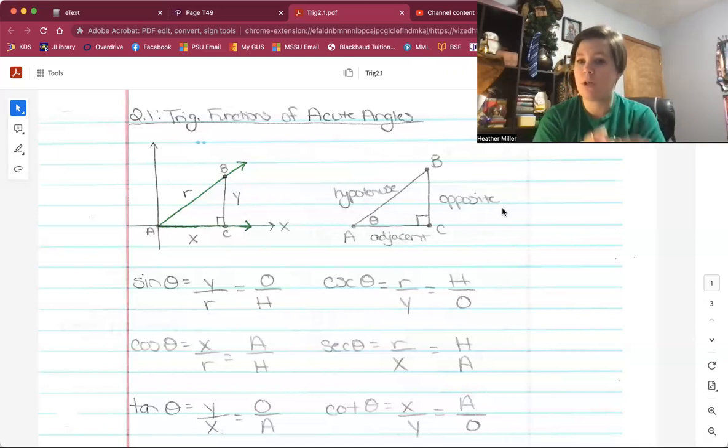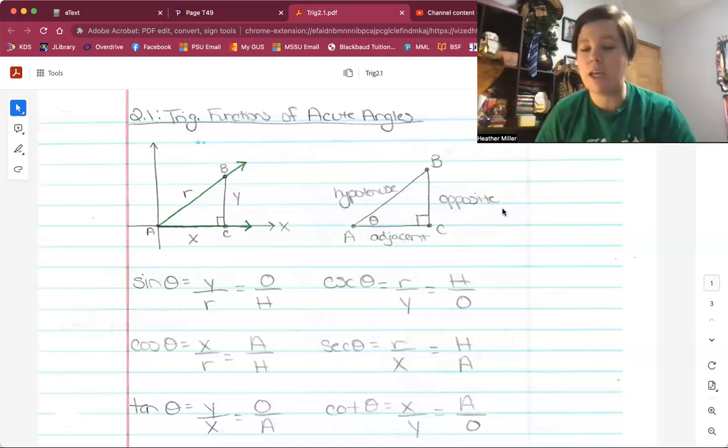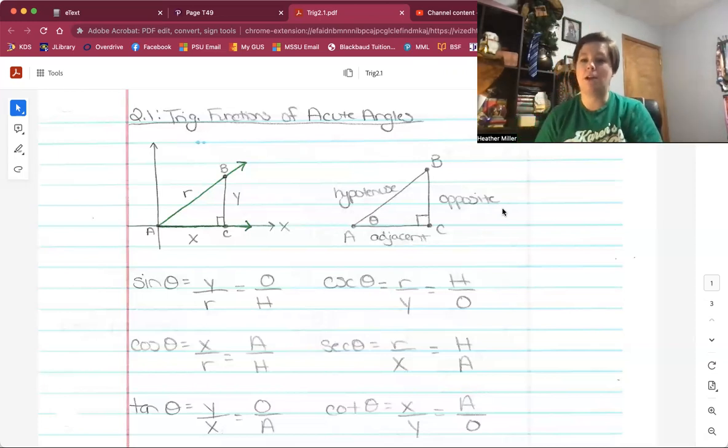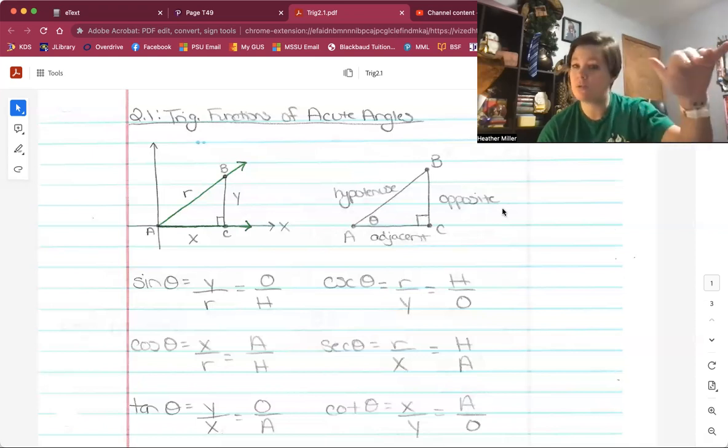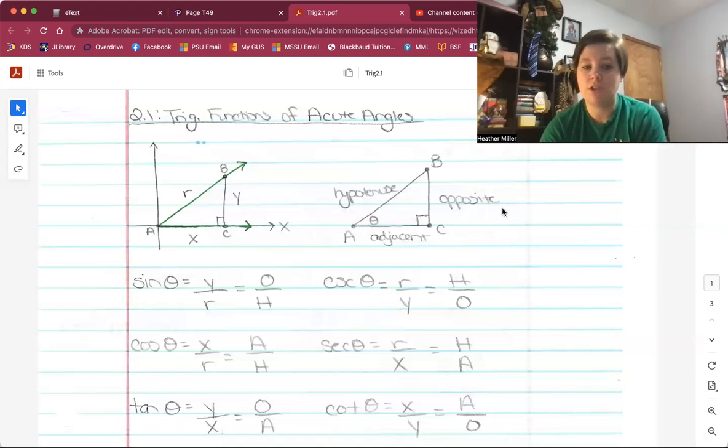But 2.1 is where your book finally starts talking about angles in terms of the adjacent, opposite, and hypotenuse, which is the SOHCAHTOA that I've actually already mentioned in the previous classes. So this is kind of just a reminder. This is a really good set of little notes right here where it shows you the relationship of the x, the y, and the r versus the adjacent, hypotenuse, and opposite sides of the triangle.